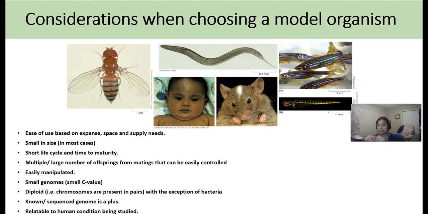If you can find something that is easily manipulated, easily genetically altered or changed or cloned, that's a big plus. Small genomes, small C value, like we talked about, is again going to be a big plus because it allows us to know more about that genome and to manipulate it easier. And finally, if you are working on a human condition, you want your organism to replicate some of those, or be somehow relatable to that human phenotype or the human form that we're going to be studying at the end of the day.